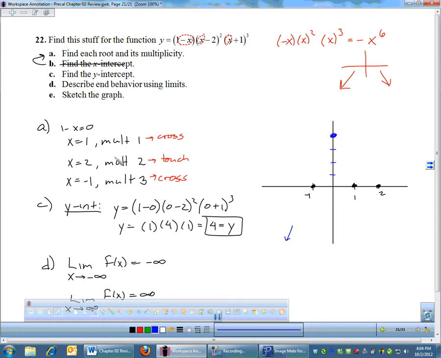And let's see, I will cross at negative 1, so I'm going to come up, cross, hit my y-intercept, and then I need to hit 1.